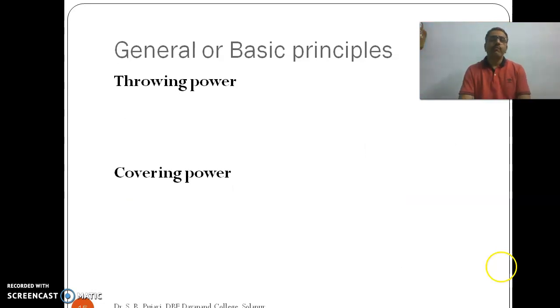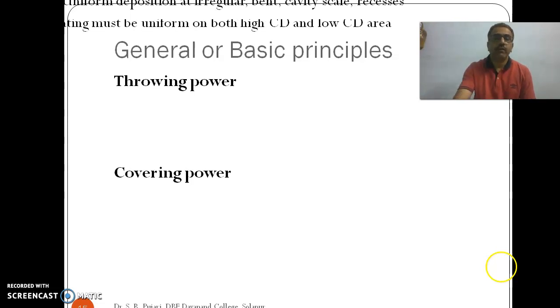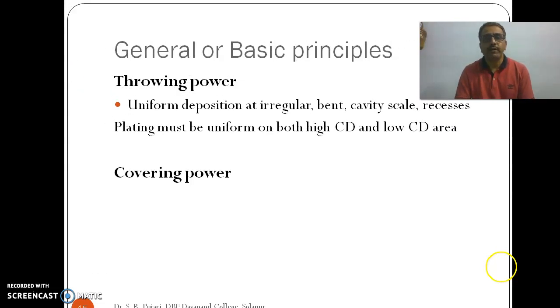Now we will move towards two very important concepts in electroplating, that is throwing power and covering power. Throwing power says that if the solution is of good quality, then its throwing power as well as covering power is very good.